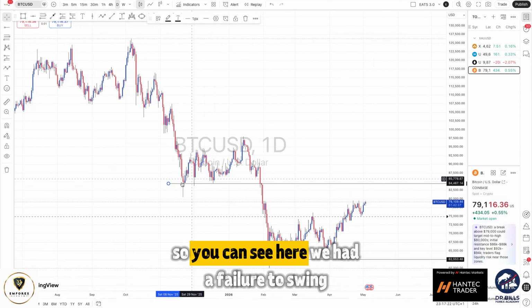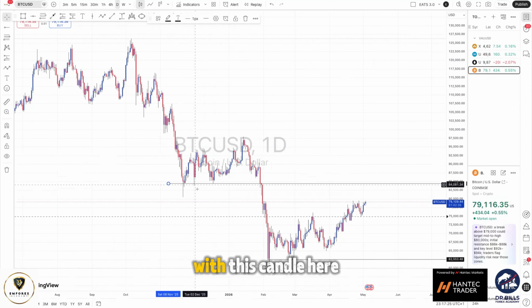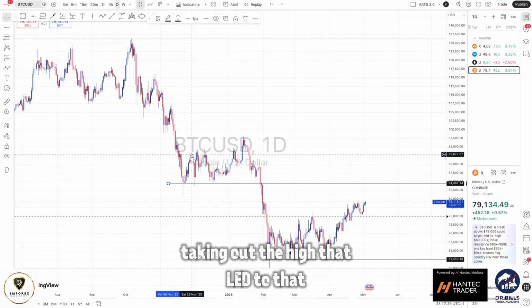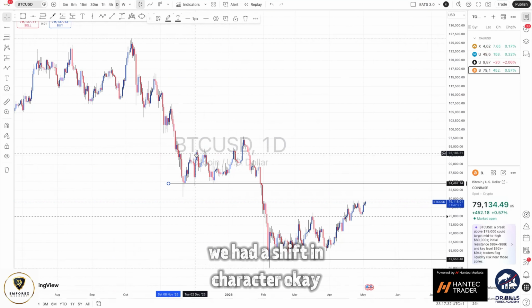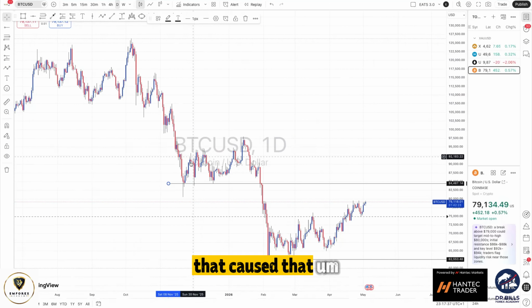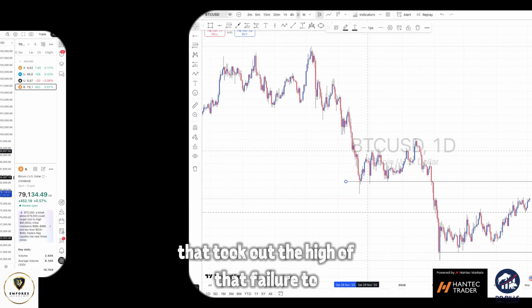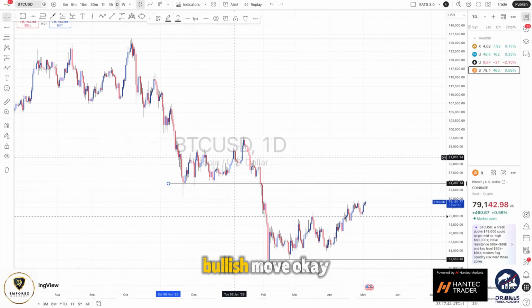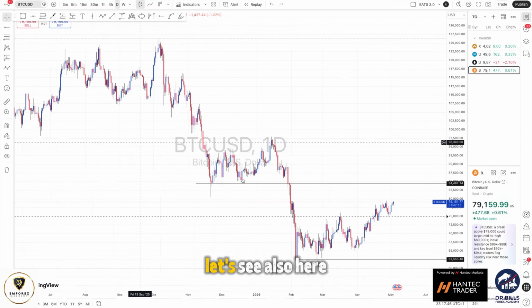So you can see here we had a failure to swing with this candle here. The moment price pulled back, taking out the high that led to that failure to swing, we had a shift in character. Price pulled back into the order block here that took out the high of that failure to swing, and then you can see we had a short-term bullish move. Let's see also here.